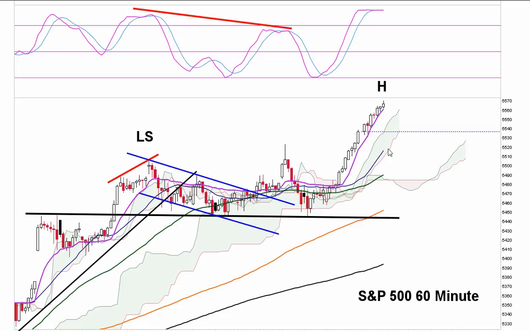Again, a possible head and shoulders on S&P, with momentum at extremes, going flatline. We'll see if it starts rolling over here. We're now getting earnings coming down the pike. Have a lot of banks going forward.